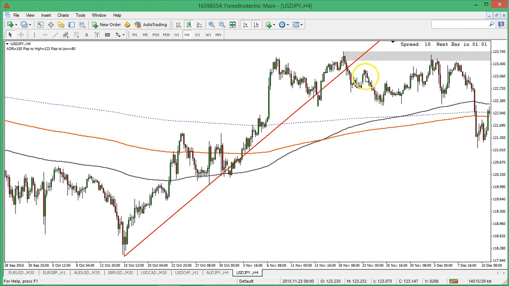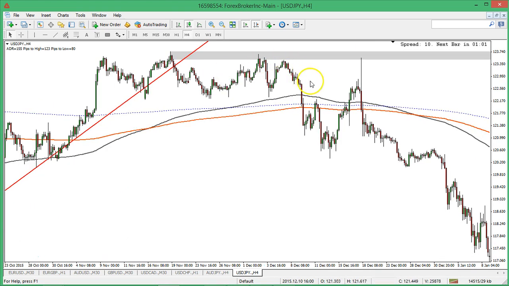Once it broke through this uptrend line, it just kind of consolidated. You know, you could be heading into a downtrend. So you would probably draw another trend line again. So this is just basic trend lines, guys. This is nothing hard.